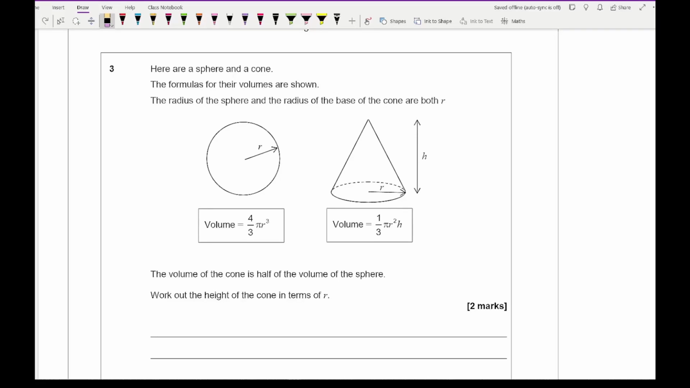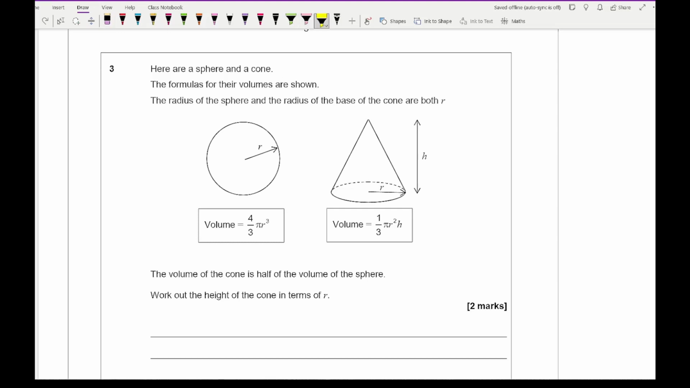So moving on to question 3. It says here is a sphere and a cone. The formulas of their volume are shown. The radius of the sphere and the radius of the base of the cone are both r. The volume of the cone is half the volume of the sphere. Work out the height of the cone in terms of r.